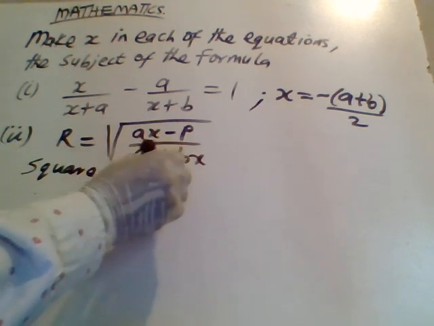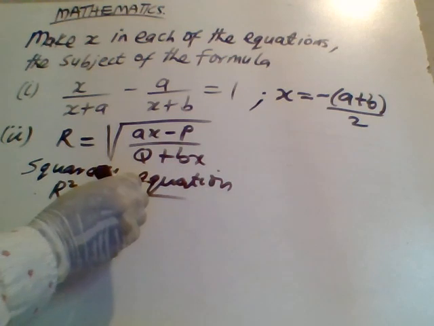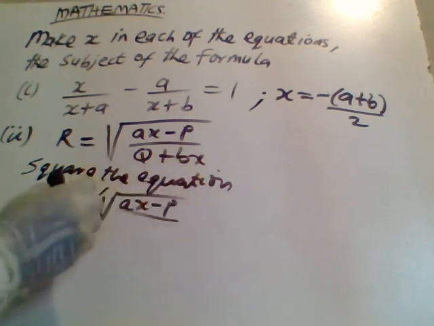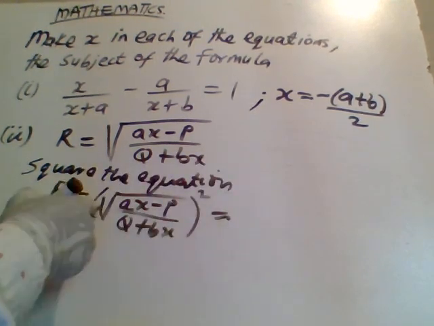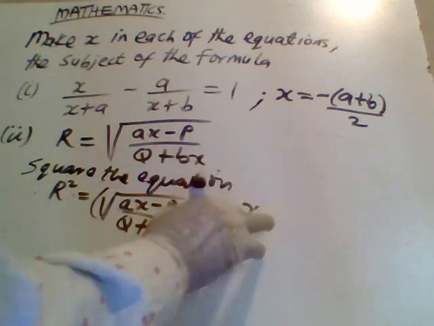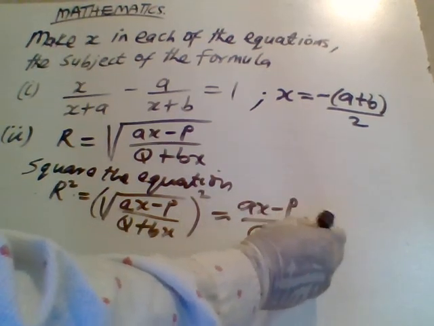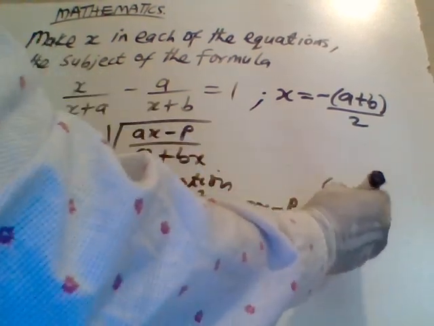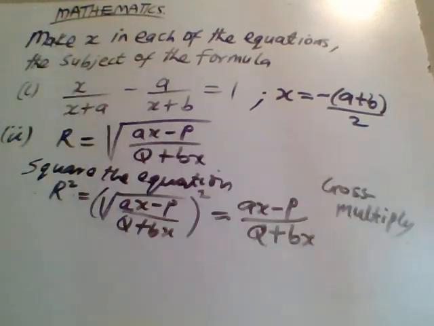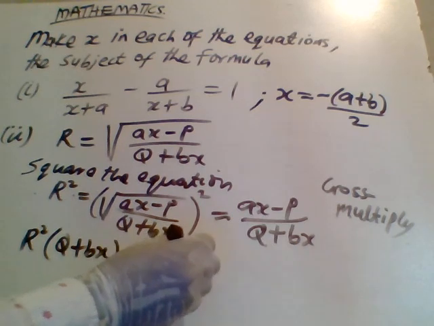If you square the equation, you have r squared is equal to the square root of (ax minus p) divided by (q plus bx), all squared. And this will clear the radical, to give us, in this case, ax minus p divided by q plus bx. So at this point, the next thing you have to do is to cross multiply. If you cross multiply, you have r squared in bracket q plus bx is equal to ax minus p.